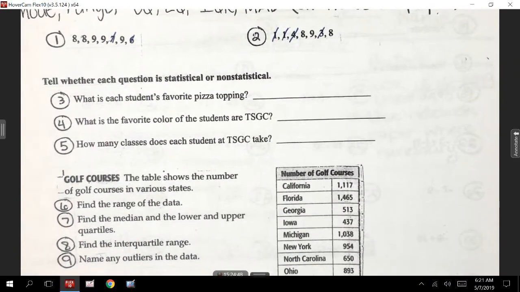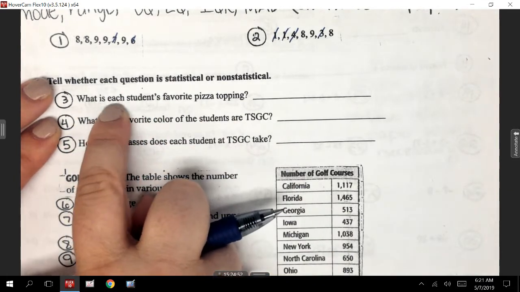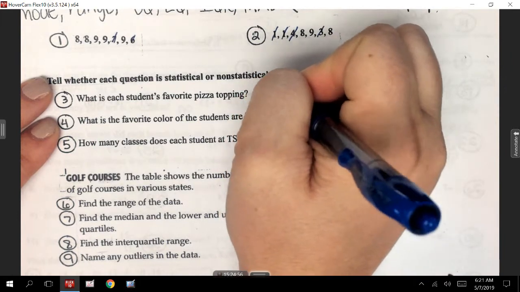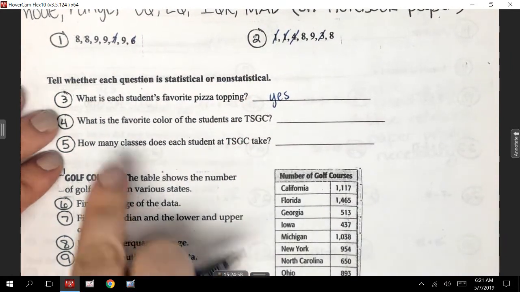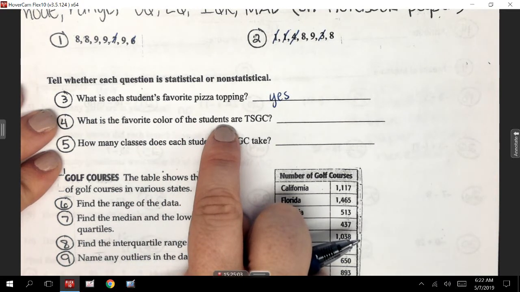All right, statistical or non-statistical. What is each student's favorite pizza topping? Since we're doing different students, we're going to get different favorite toppings. So I'm going to say, yes, this is statistical because I get more than 2 answers. What is the favorite color of these students?